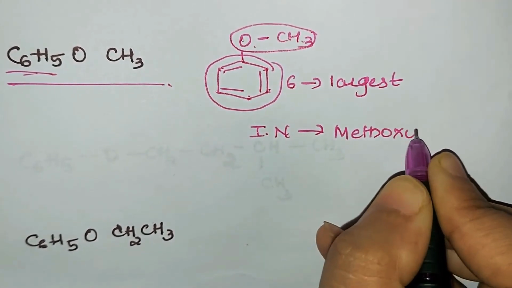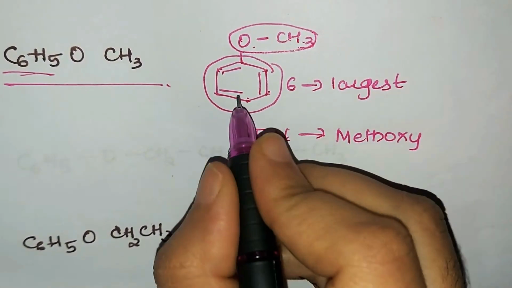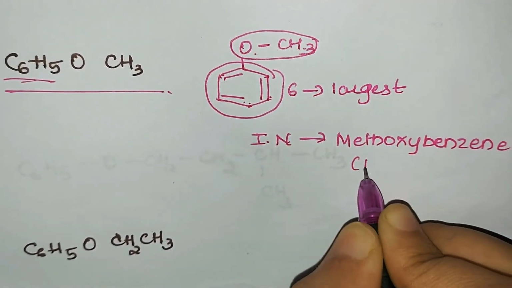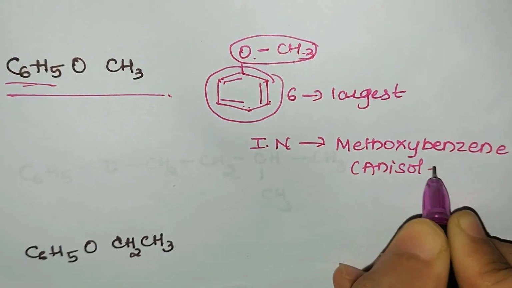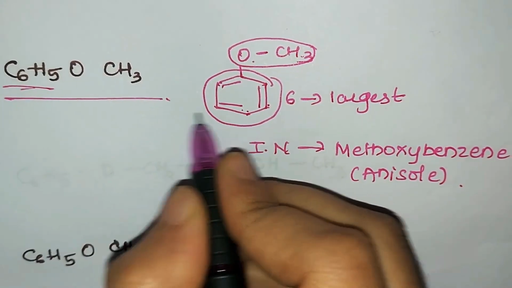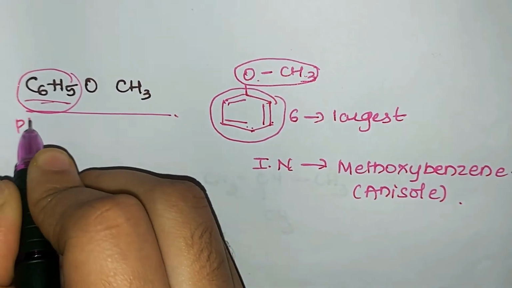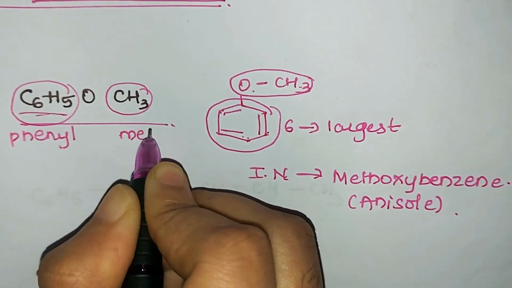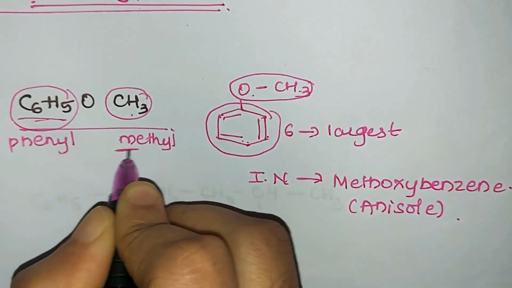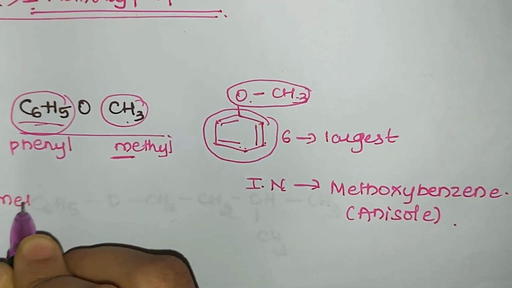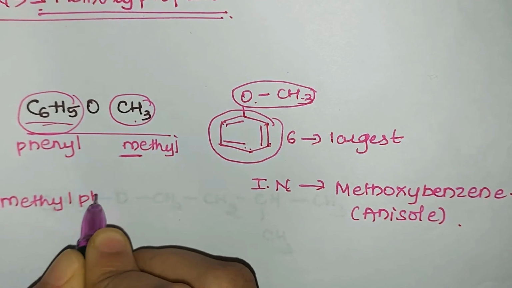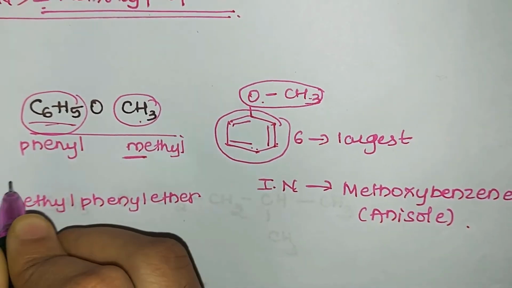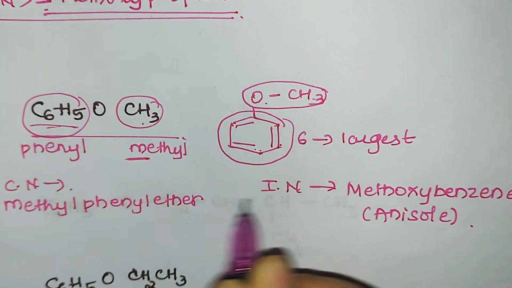So we call it methoxybenzene. Why do we consider CH3 as a prefix? Only one carbon atom, whereas benzene as the parent chain has six carbon atoms. The common name for this is also anisole. We will write another common name here. C6H5 we call phenyl, and CH3 is a methyl group. M comes alphabetically first, so the common name is methyl phenyl ether. Methyl phenyl ether becomes the common name for the above example.